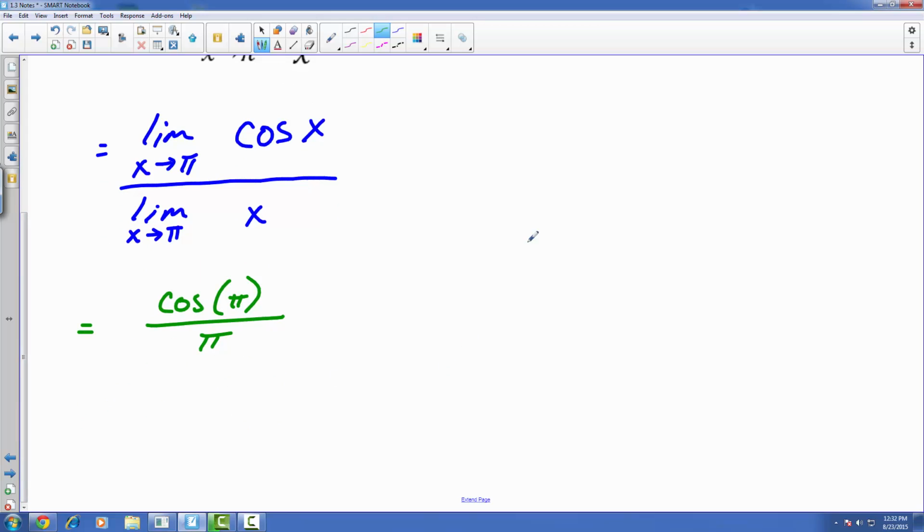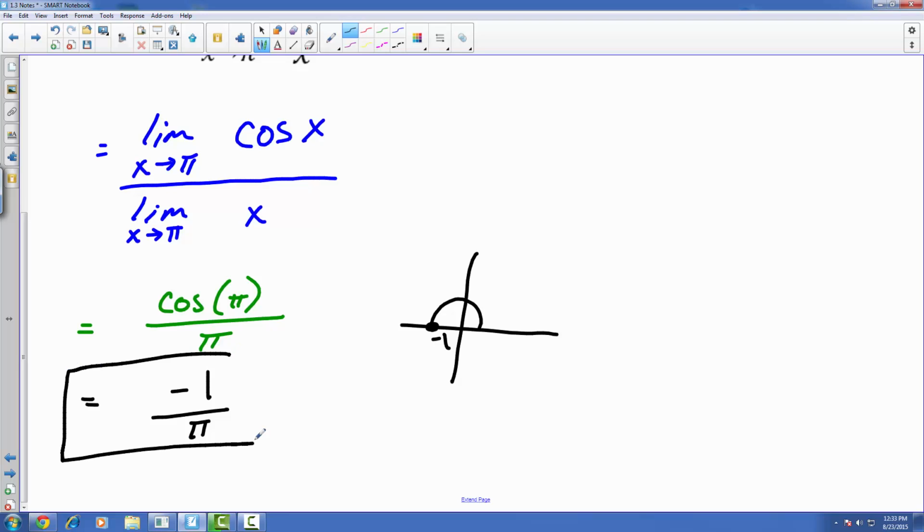Now the cosine of pi, if you recall back to pre-calc, we ended up with pi being all the way over here, and cosine dealt with x values. So our x value, according to our unit circle, was actually -1. So the cosine of pi, again, is -1, whereas we also have pi on the bottom. So our value just comes out to be pi on the bottom. And so as a result, it looks like that comes out to be our limit, -1 over pi.